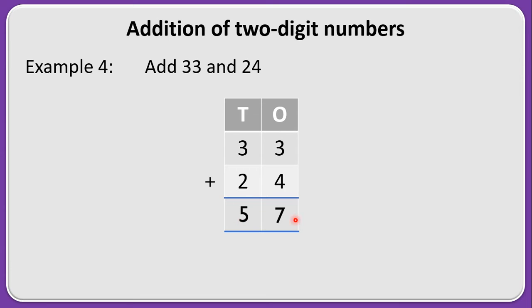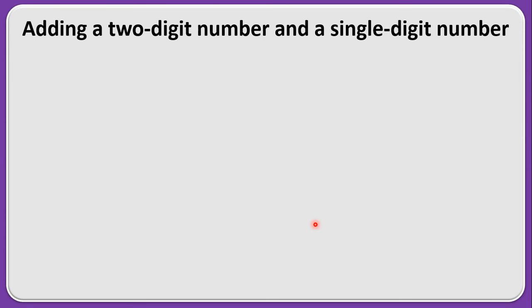So 57 is the sum of 33 and 24, or the answer we get after adding 33 and 24 is 57. Now let us move to example number 5. Here we are adding a 2-digit number and a single-digit number. The question is, add 83 and 5. 83 is a 2-digit number and 5 is a single-digit number.